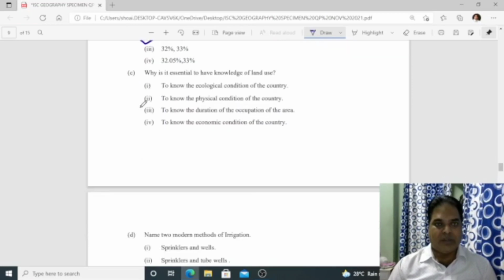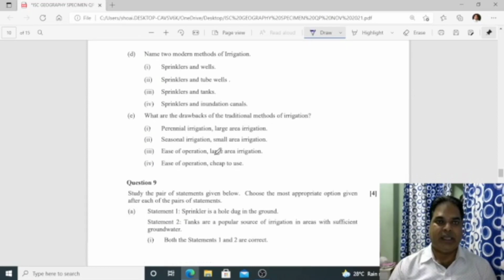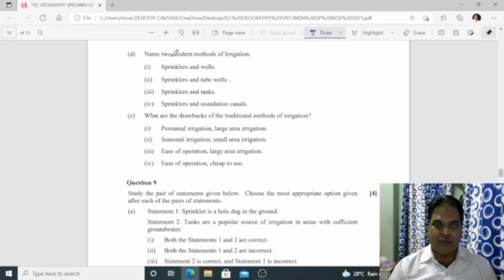Next, number C. Why is it essential to have knowledge of land use? Once again, why is it essential to have knowledge of land use? So, number 1, to know the ecological condition of the country. Number D, name two modern methods of irrigation. So, the modern methods of irrigation are C, sprinklers and inundation canals.